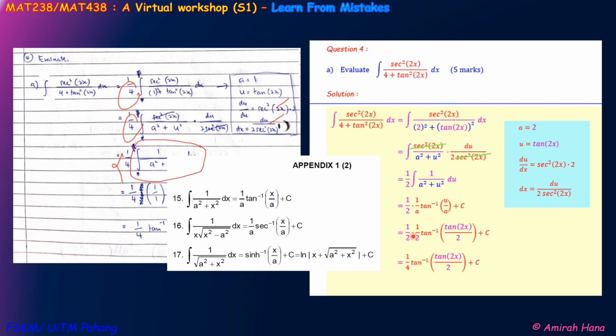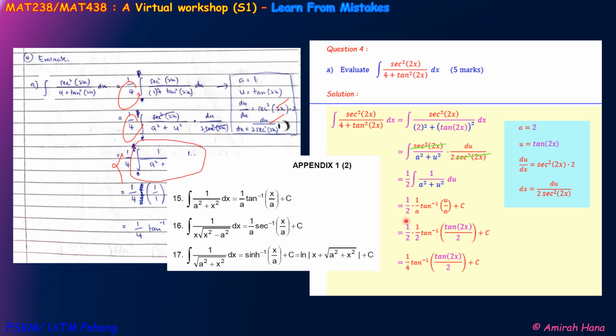Replace it with 2 inverse tangent. U kita adalah tangent to x over a. A kita adalah 2. Okay. 2 kat bawah ni tak boleh buat keluar ya, sebab 2 kat bawah ni dia dalam inverse tangent.